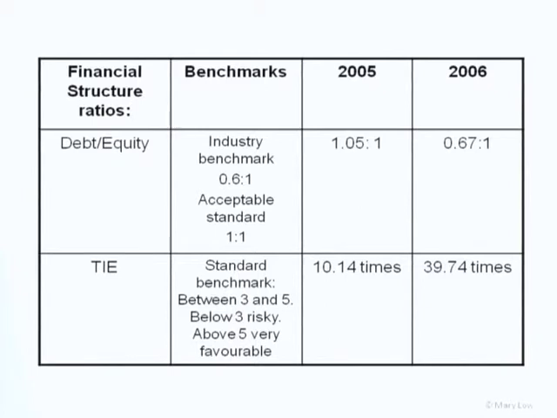TIE ratio is 10 times, and from 05 to 06, 40 times. TIE is equal to what? EBIT divided by interest. Do we have enough EBIT to cover interest? Higher means better. So you are better, right? From 05 to 06, and it's much better than the industry average of 5, right? Why is that? From 10 to 40, because again you deleverage, right? Deleverage.